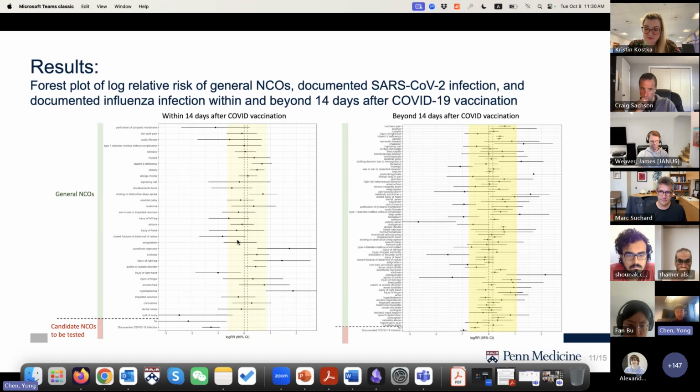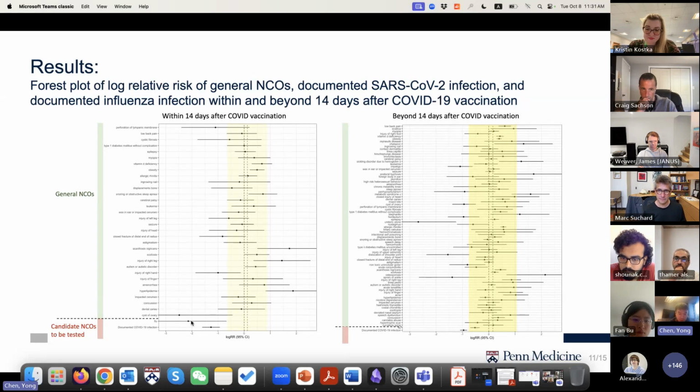So this is suggesting something is going on with a different mechanism in the causal diagram, such that it's not exchangeable compared to other NCOs. And we also looked beyond 14 days. As expected, beyond 14 days, the documented infection is still very different from the rest of the NCO outcomes.